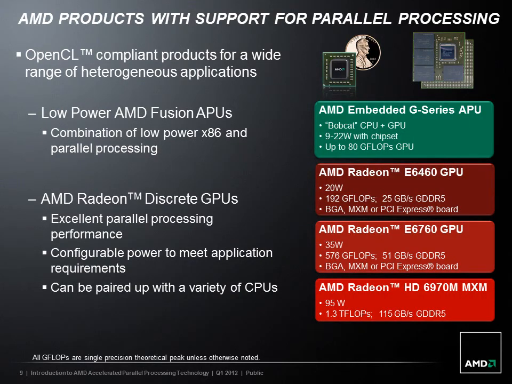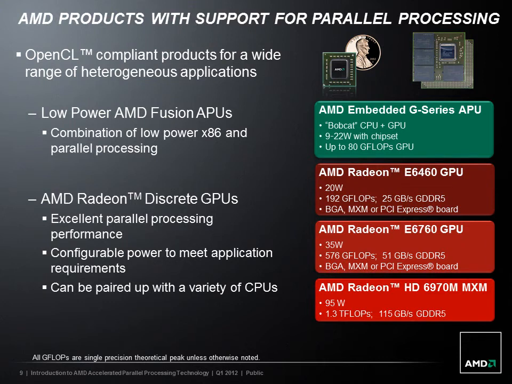AMD Embedded Solutions has introduced OpenCL-compliant products in a wide range of power and performance options to enable parallel processing applications. The AMD Embedded G-Series APU offers an excellent combination of single or dual-core low-power x86 processing and an 80-core GPU to enable low-power or small form factor applications to extend their performance through parallel processing, without adding additional power or cost to the system through external devices.